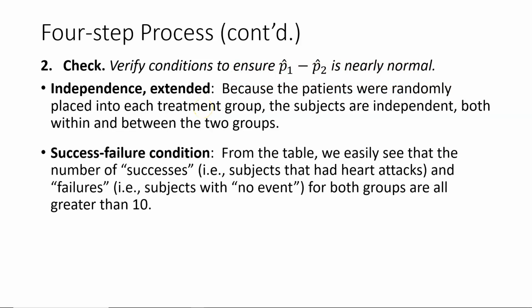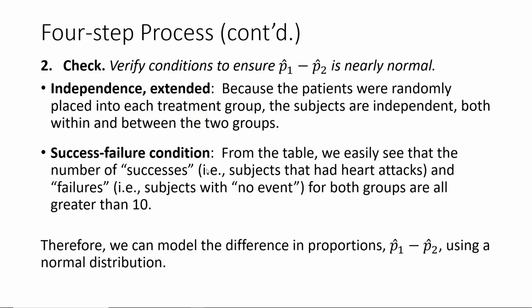Next, we check our success-failure condition, and we also see that that's going to be met because from the table, we easily see that the number of successes, that is, subjects that had heart attacks, I need to just make a comment there that that's an odd thing to say is a success, but in the context of this problem, that's how we're labeling it, and failures for both groups were all greater than 10. The last thing that we need to put down on paper when we're doing our check is we then need to conclude by stating, therefore, we can model the difference in proportions using a normal distribution.